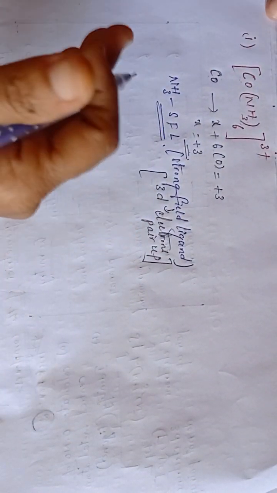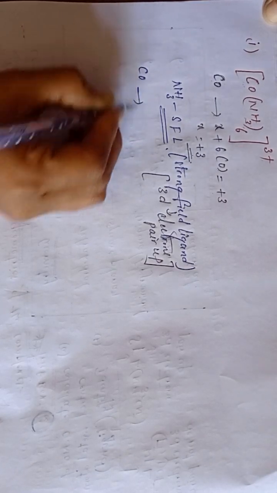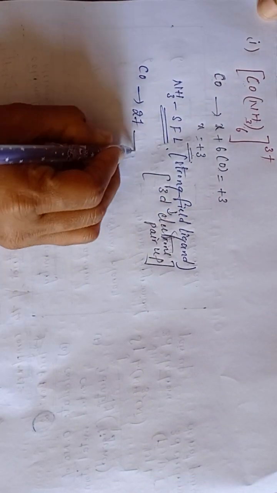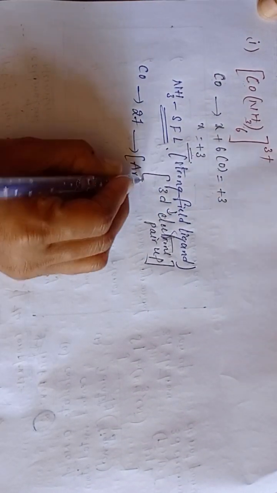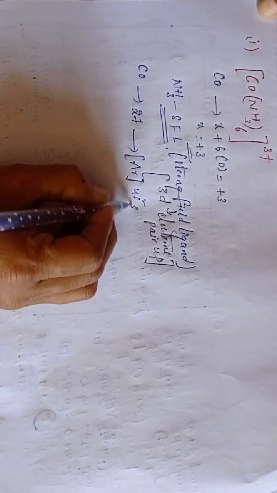Now I am taking the atomic number of the central metal atom. Cobalt's atomic number is 27: scandium, titanium, vanadium, chromium, manganese, iron, cobalt, 27. So what is the electronic configuration? Argon, 4s2, till here 20 completed, 3d7.